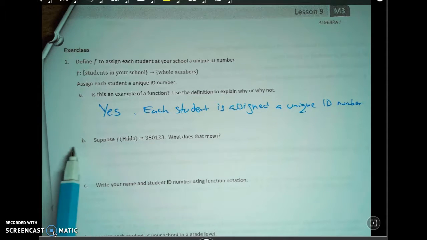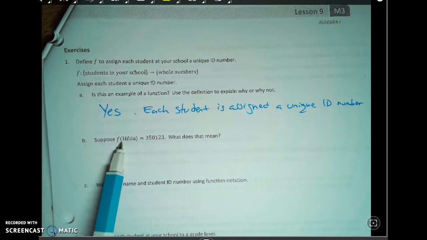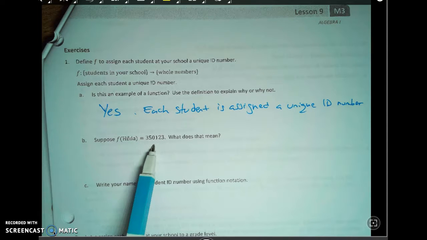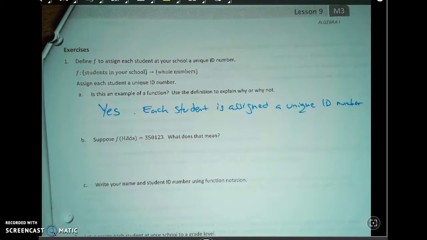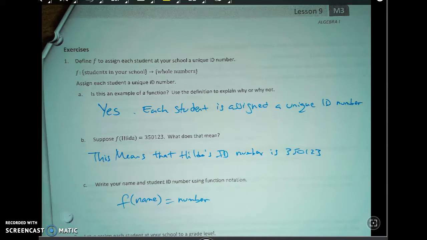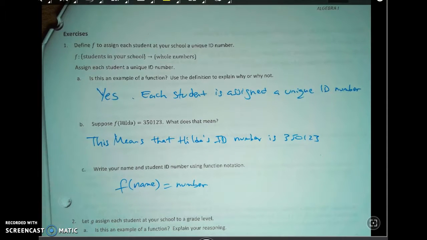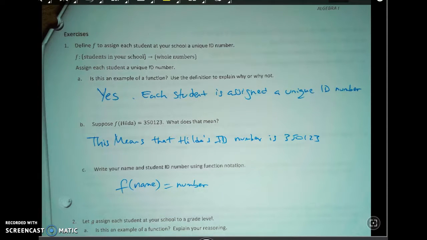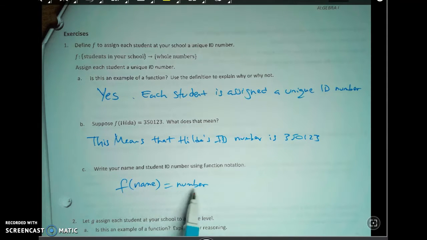Okay, so question B says, let's say Hilda has this ID. What does that mean? It means that 350123 is Hilda's ID number. Question C says write your name and your student ID using the function notation. So function notation, you put your name and your number. That's how we use function notation.